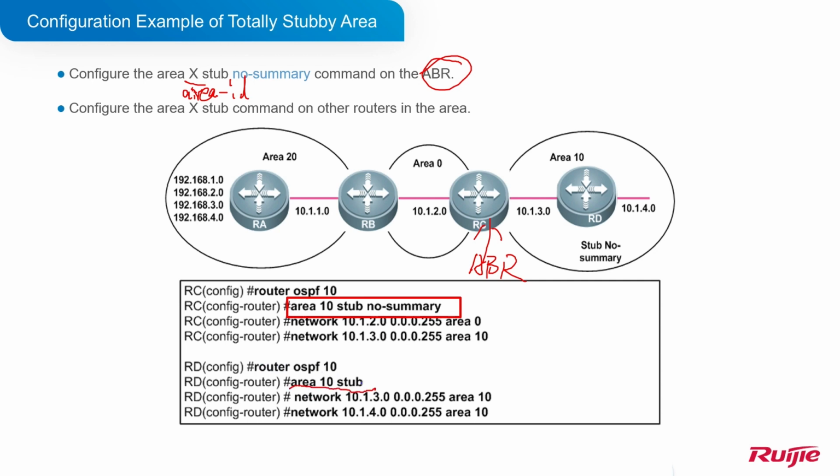Okay. And now we have to go to the RC because the RC is the ABR device for area 10. And then use the area 10 stub no-summary command. Actually, this command is different from the area 10 stub command. We add the no-summary keyword, right? Following the area 10 stub. This command actually sets this area to become the totally stub area. It means we can't receive the detailed information about inter-area. We reject the detailed type 3 LSA information. Okay, so this is the configuration for the totally stub area.